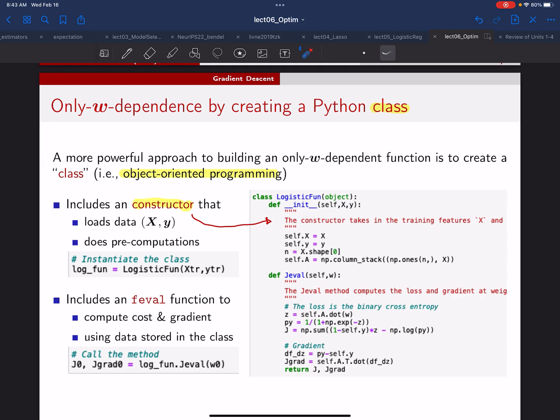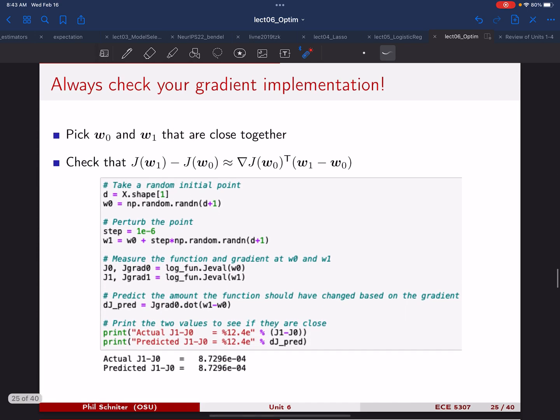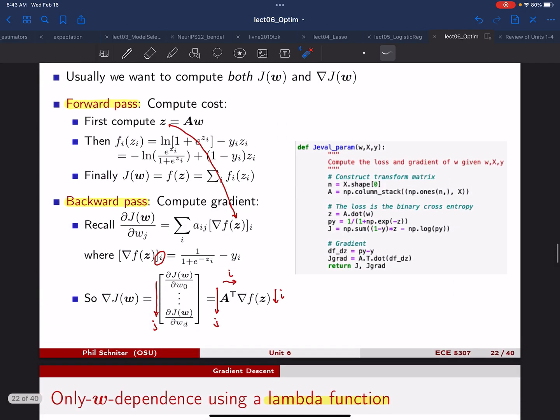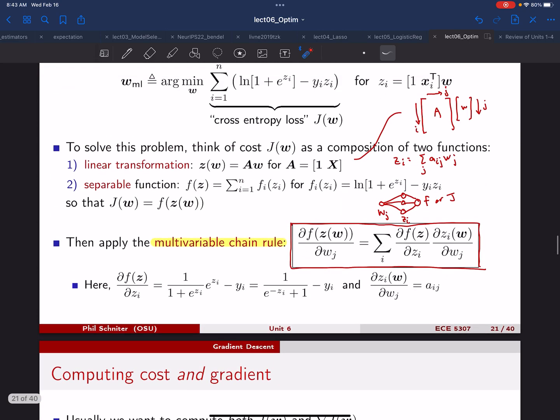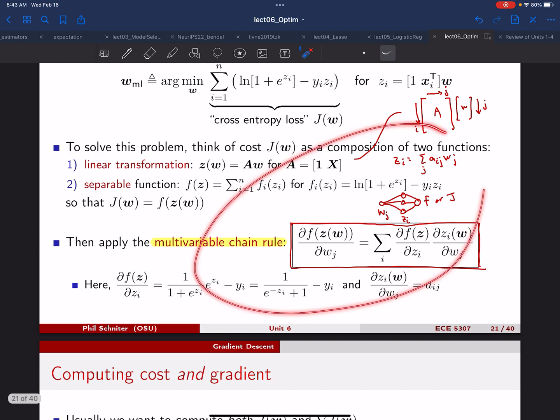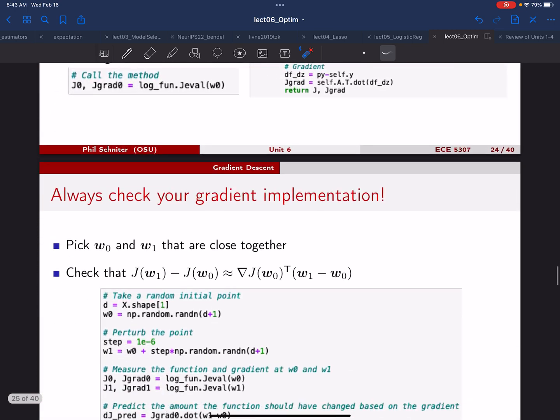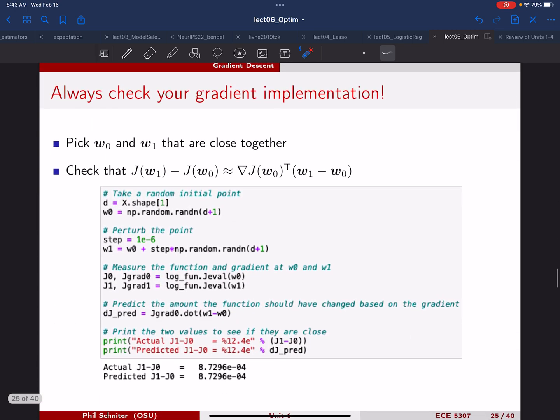Okay, any questions on this? All right. So just as a warning, it's very easy to make mistakes when you're coding gradients, or even when you're deriving gradients, right? Like we had to do all this derivation here to derive our gradients. It's easy to make a mistake somewhere when we do this. And so we always want to check to make sure everything is consistent.